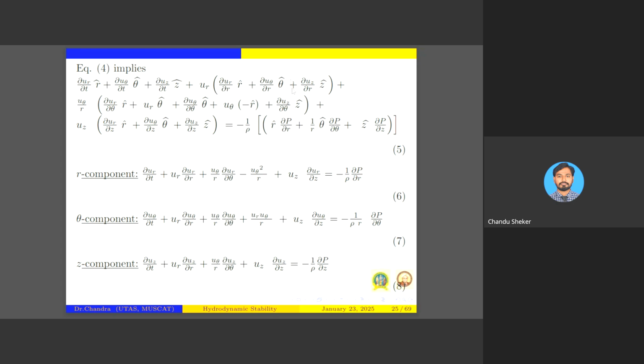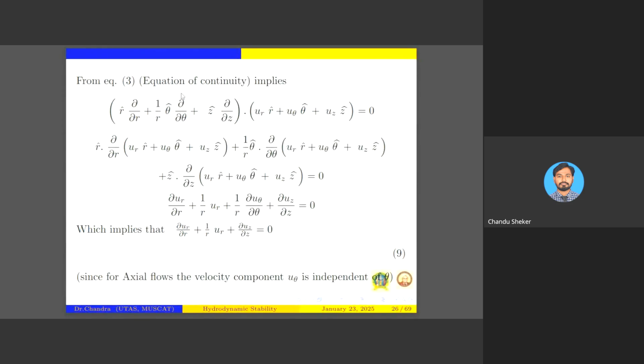Then after simplifying the equation and comparing each component, there are three components: r, theta, and z. If we compare the three components on both sides, we'll get three equations with the r component, theta component, and z component. Okay, these are the new equations which we got.